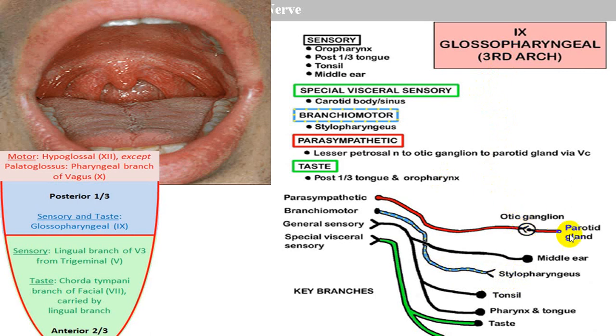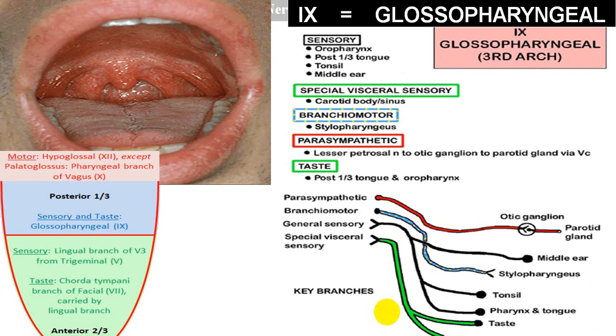It also supplies the parotid gland, which is responsible for salivary secretion. Usually we don't test this. There is a special taste test when you want to identify damage to the parasympathetic supply to the parotid gland. You can test the posterior one-third of the tongue with different tastes, that is bitter taste and sour taste. So that will be that particular area.